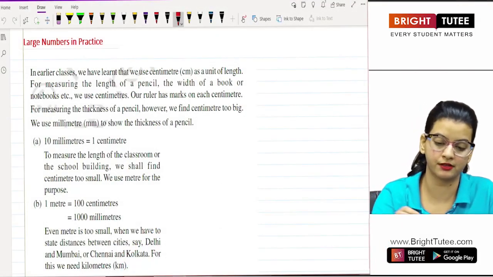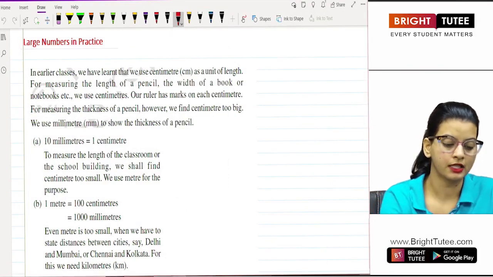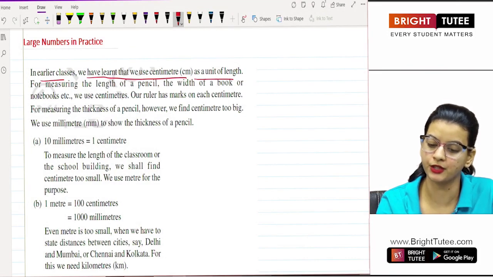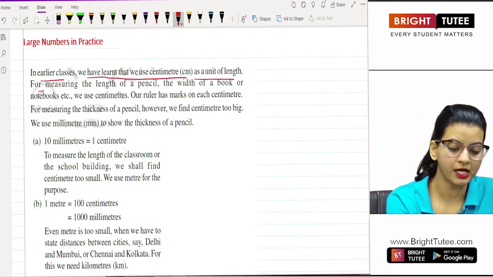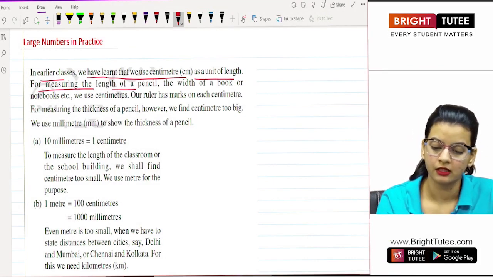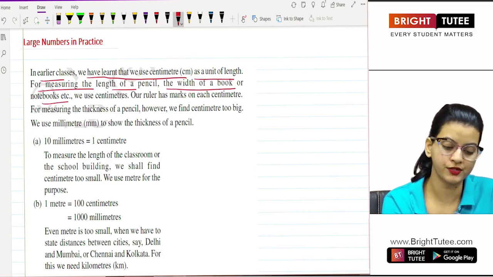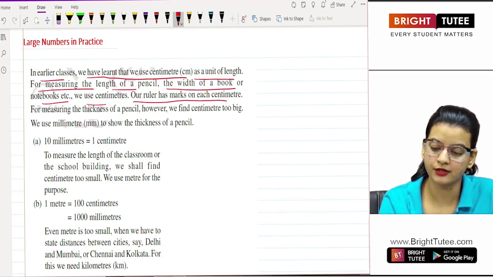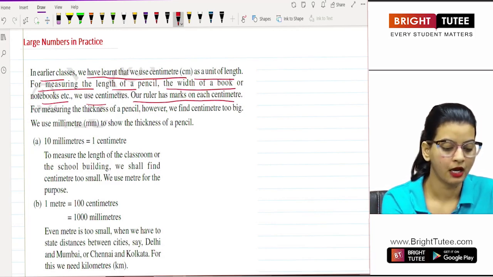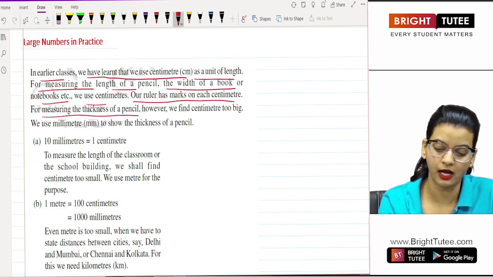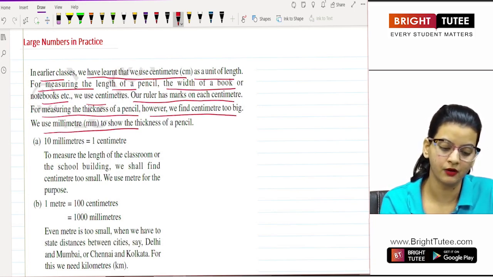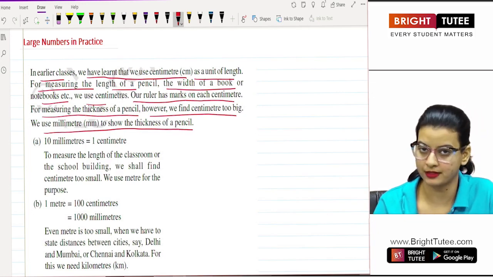Now we are going to study some large numbers which are in practice in our day-to-day life. In earlier classes, we have learned that we use centimeters as a unit of length. For measuring the length of a pencil, the width of a book or notebooks, we use centimeters. Our ruler has marks on each centimeter. For measuring the thickness of a pencil, however, we find centimeter too big. We use millimeter or mm to show the thickness of a pencil.